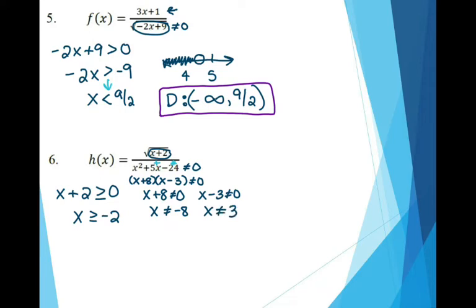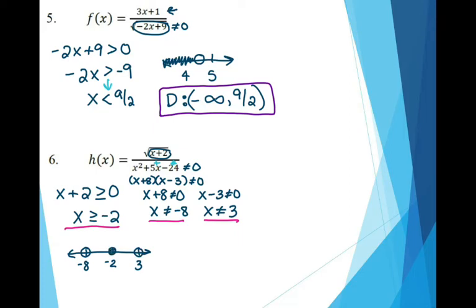So now I'm going to take all three of these pieces, and I'm going to put them on a number line to see what it is that we're working with. So let's see. I have negative 8 over here. X cannot be negative 8, so I'm going to make that an open circle. I'm going to go ahead and put negative 2 over here. Obviously, my number line is not drawn to scale because I'm not putting all the numbers in between. So ignore the spacing in between. It is not accurate. X also cannot be 3, so I'm going to put an open circle at 3.